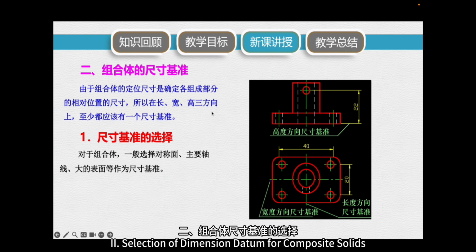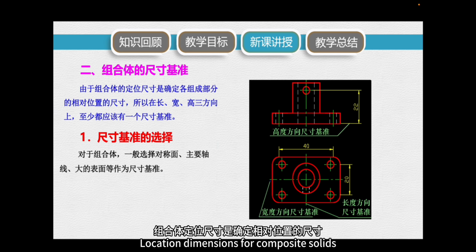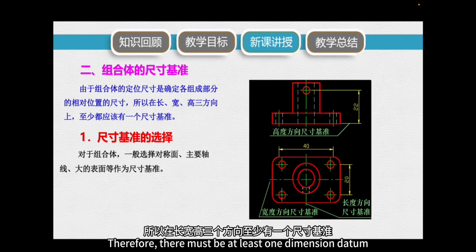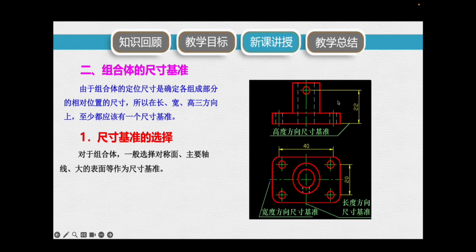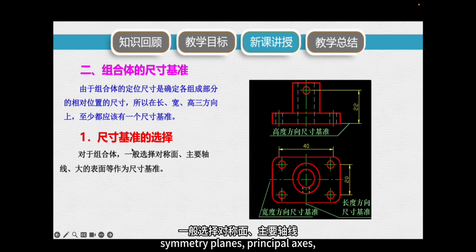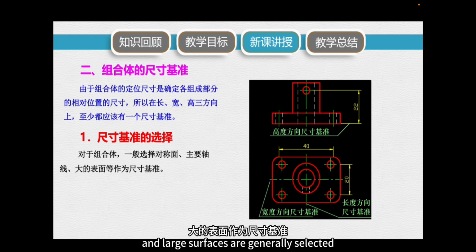Second, selection of dimension datum for composite solids. Location dimensions for composite solids determine relative positions. Therefore, there must be at least one dimension datum in each of the three directions: length, width, and height. For composite solids, symmetry planes, principal axes, and large surfaces are generally selected as dimension datums.